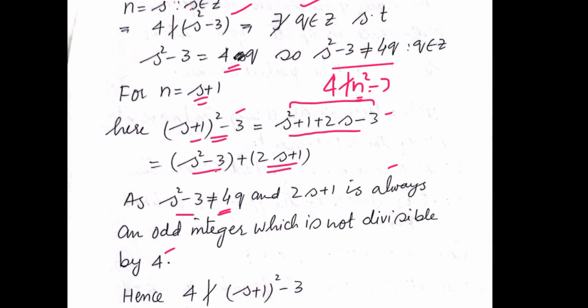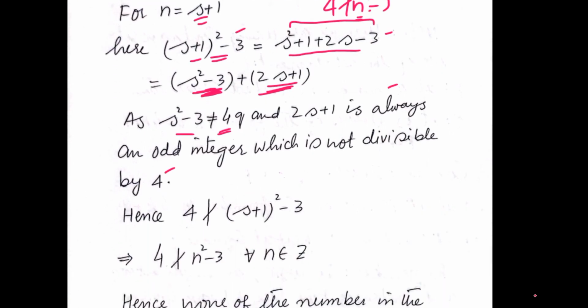As s square minus 3 is not divisible by 2, and 2s plus 1 is also not divisible by 2, it is not possible that the sum of the two numbers is divisible by 4. Hence, 4 does not divide s plus 1 square minus 3. This implies 4 does not divide n square minus 3 for all n belonging to Z.